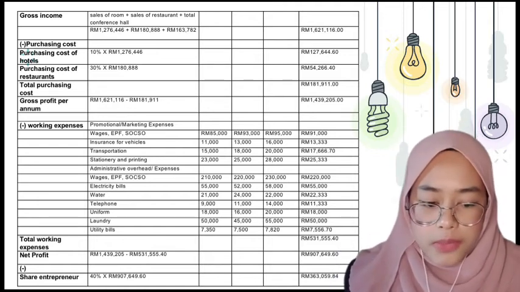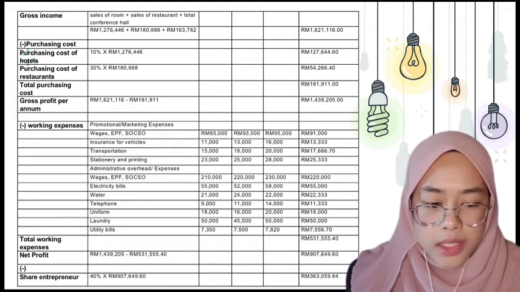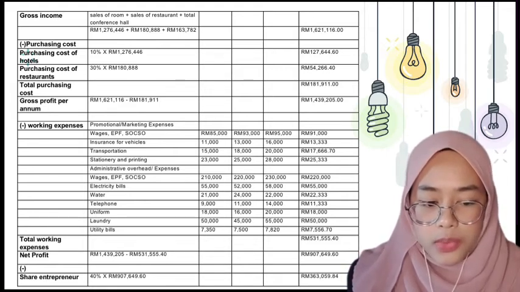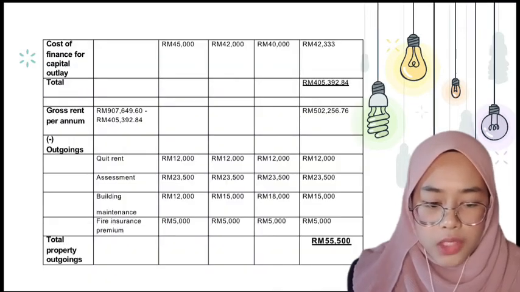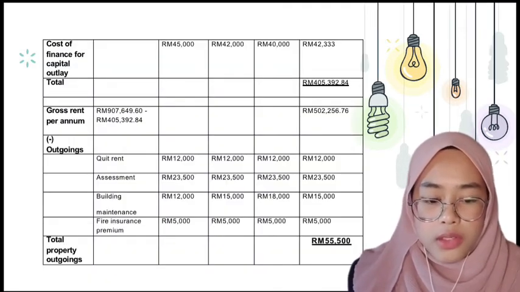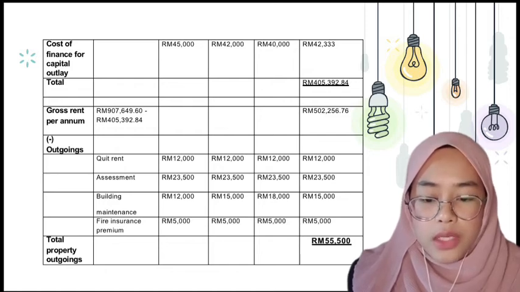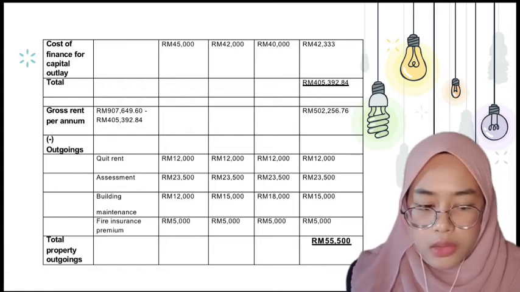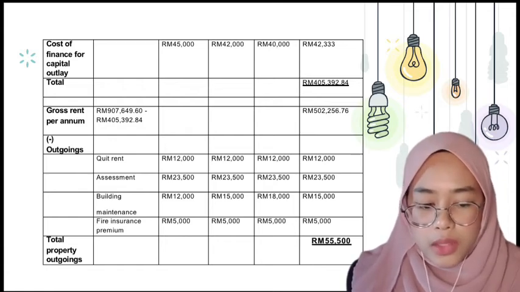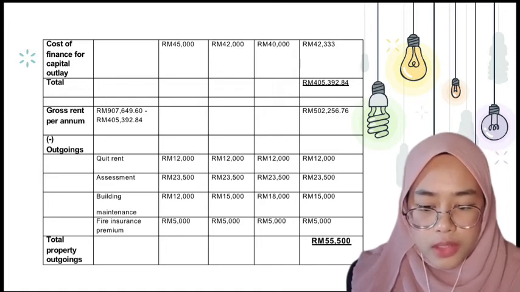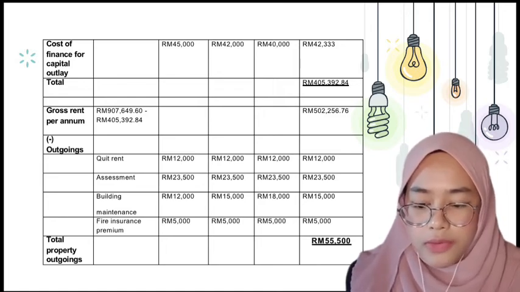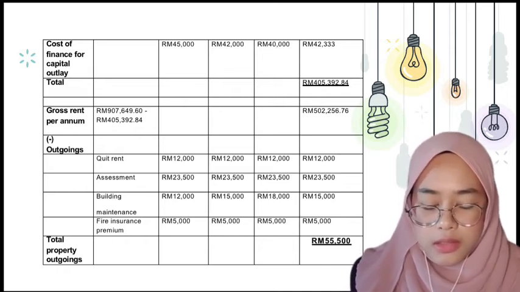And to get the gross rent per annum, we need to subtract from the net profit the share of the entrepreneur and also the cost of finance for capital outlay. For the share of the entrepreneur, we have 40% of net profit, and for capital outlay, we need to add up the 3 years, which are 2018, 19, and also 2020. So the total for gross rent per annum is RM502,256.76.